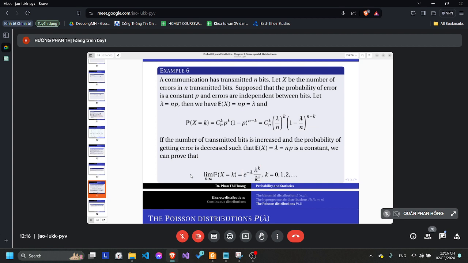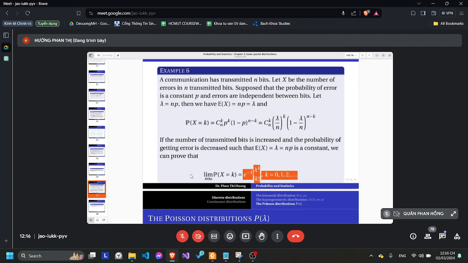Now because k in the binomial distribution is 0, 1, 2 until n, and n approaches infinity, of course k will be up to infinity. We are considering all of the nonnegative integers. And you can easily prove that the sum of this term over all values of k will be 1. What is the meaning of this example? This example tells us that the limiting distribution of the binomial will be the Poisson distribution, which is given by this probability.